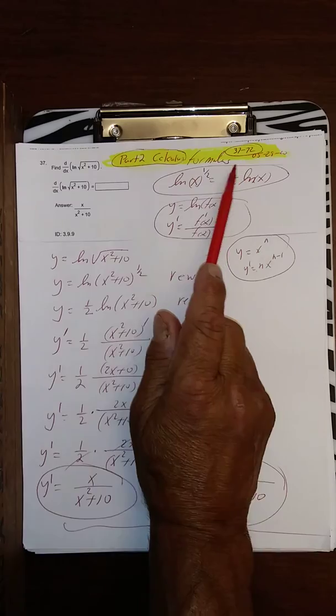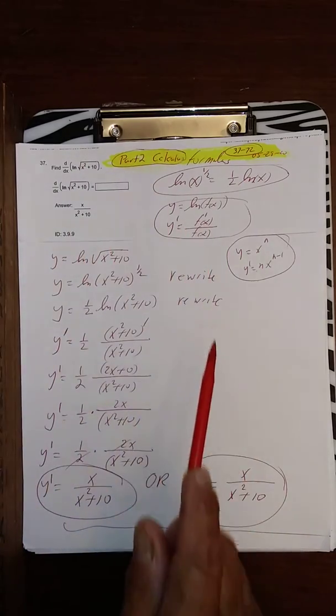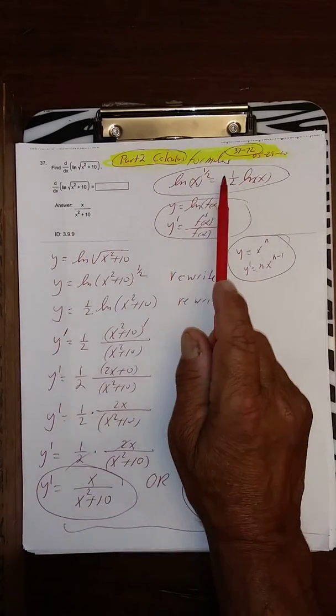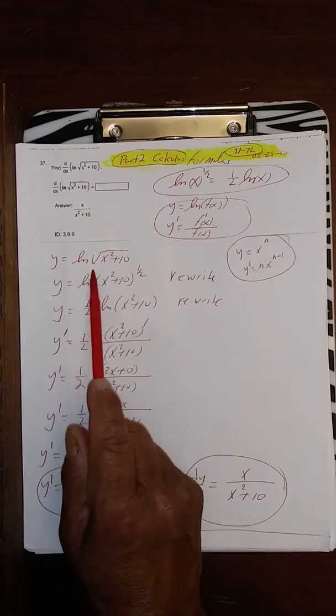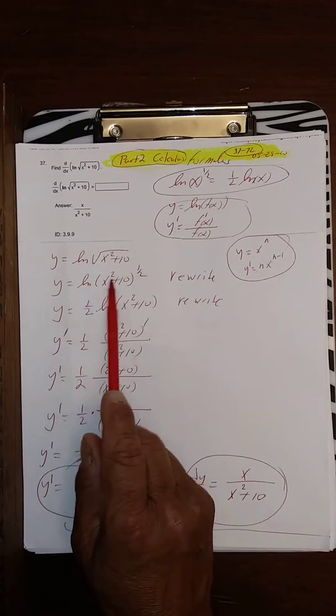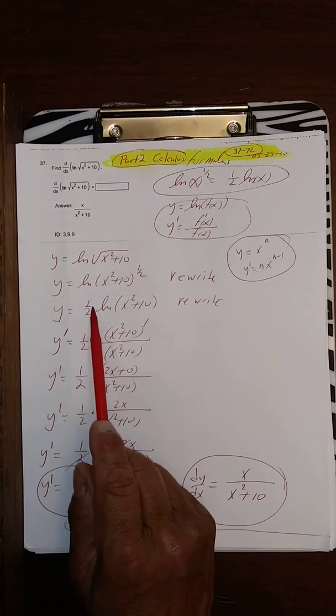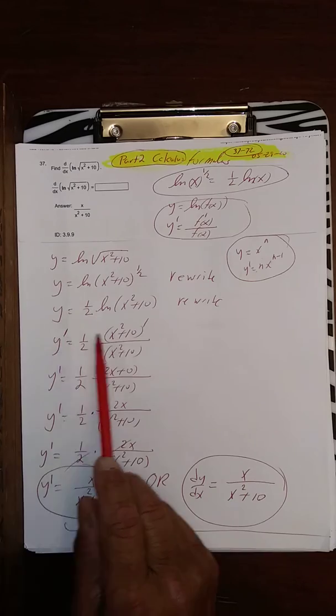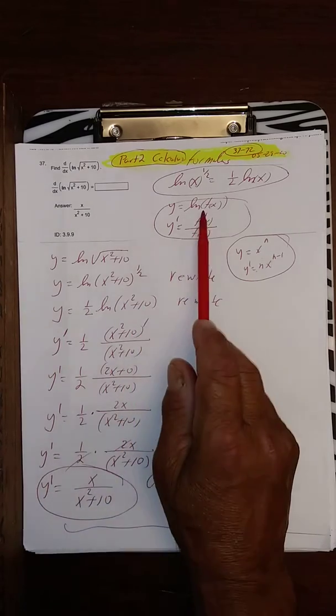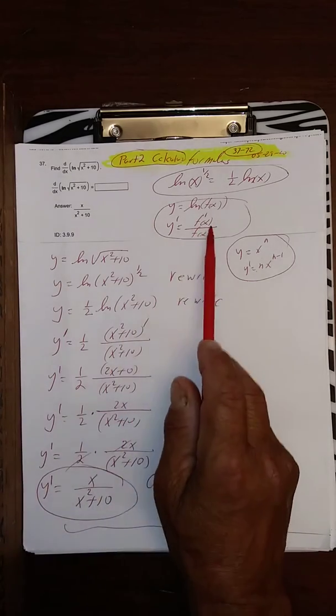First, let's rewrite this. We're going to rewrite it as ln of (x squared plus 10) to the half power. Put the half in front using the college algebra rules. So now we have this. Now we take the derivative. The derivative of ln means the derivative on top, f prime of x, over f of x.